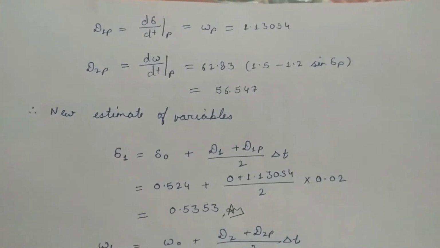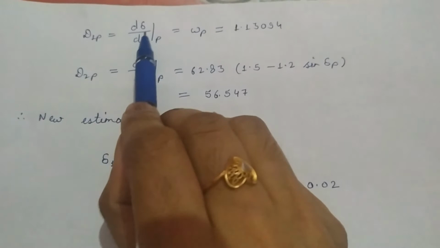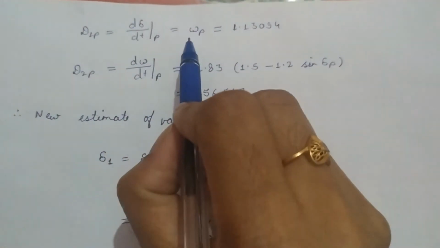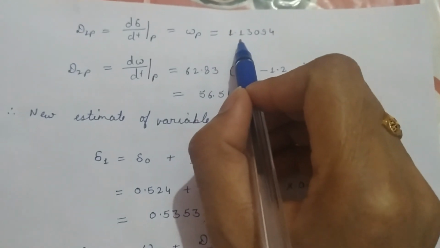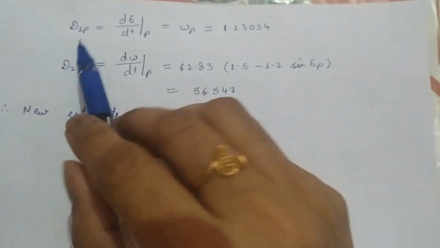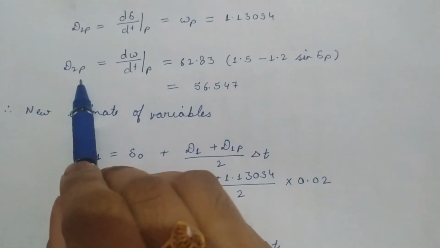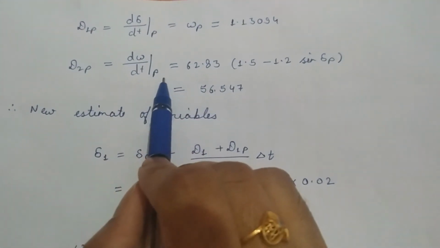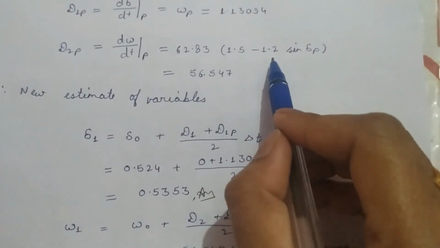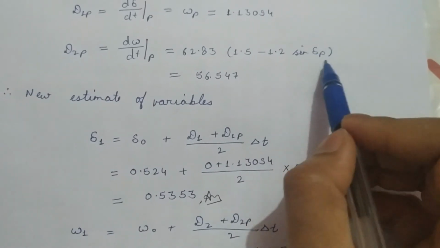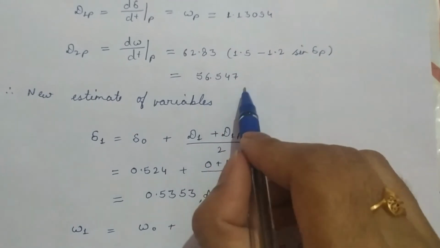Again evaluate the derivatives of delta and omega for the predicted values. To calculate the derivatives at the predicted values, we have d1p is equal to d del by dt at predicted values, which is equal to omega p, and we already know omega p is equal to 1.13094, so d1p is equal to 1.13094. Similarly, we can calculate d2p is equal to d omega by dt at predicted values, which is equal to 62.83 into 1.5 minus 1.2 sine del p. We put the value of del p in this equation, and we get d2p is equal to 56.547.